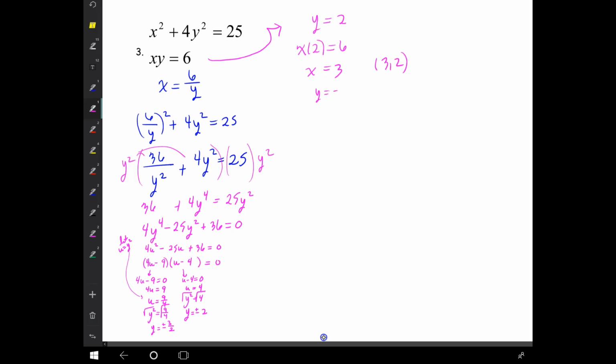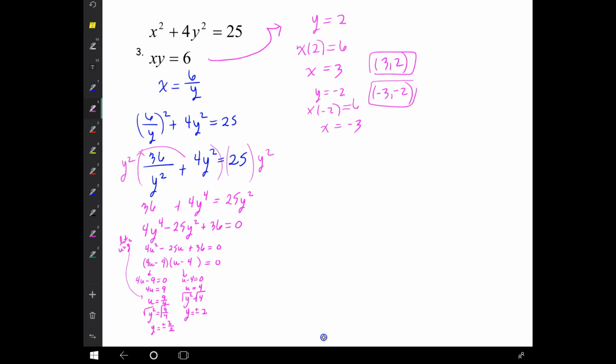When y is negative 2, then I have x times negative 2 equals 6. So I have x is equal to negative 3. So that's (negative 3, negative 2). Now one thing to be careful with, don't just say plus or minus 3, plus or minus 2. Because if we say it in that way, then you could look at it as positive 3 being paired with negative 2, which obviously is not a solution here. It's an ordered pair on a graph: (3, 2) and (negative 3, negative 2).